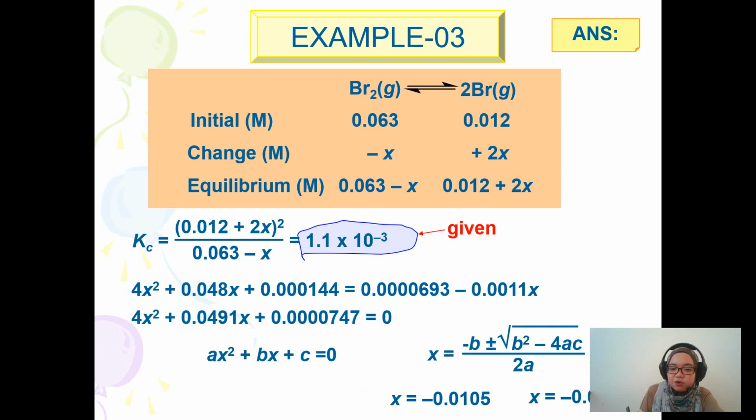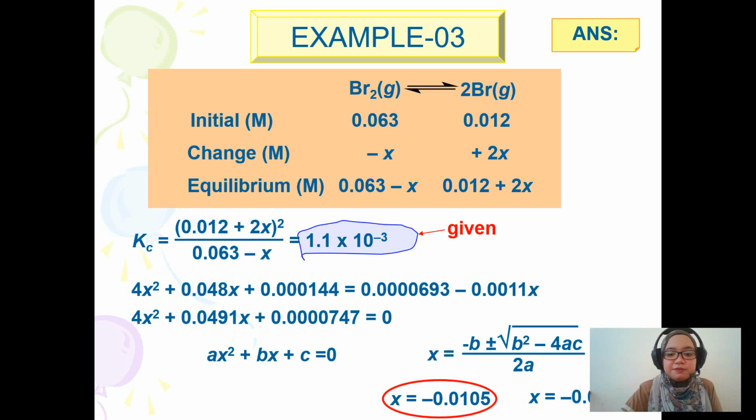x equals −0.0105 and x equals −0.00174. Usually we get two values, one positive and one negative, and we just ignore the negative one, because a negative value is not acceptable: concentration and partial pressure are always positive. However, when we meet this kind of question where both x values are negative, we need to substitute them to find the acceptable value of x.